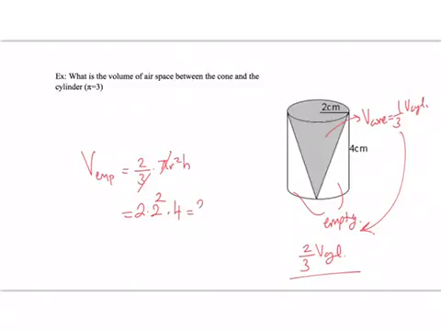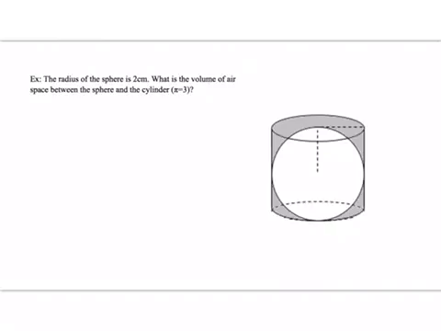I have a 32 cm³ cube. The radius of the sphere is 2 centimeters. Here is 2. What is the volume of airspace between the sphere and the cylinder? These shaded parts are empty, and the volume of this empty part is asked.